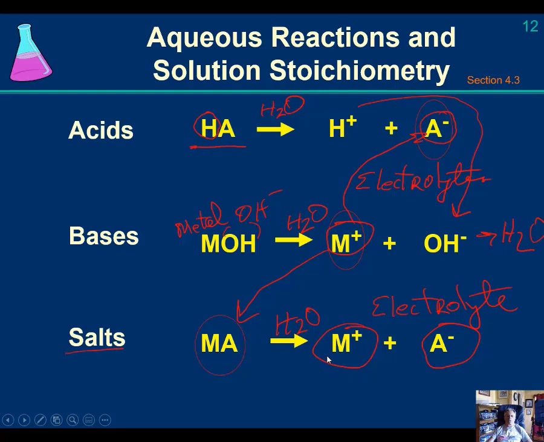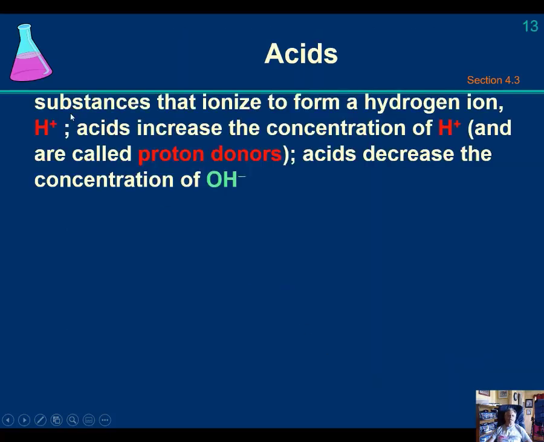Okay, so let's go a little bit deeper. So acids, substances that ionize to form a hydrogen ion. H plus is a hydrogen ion. Acids increase the concentration of H plus, and we call them proton donors, because if you think about it, if hydrogen is a proton and an electron, and you take away the electron, all you have left is that positively charged proton. And so we call acids proton donors.